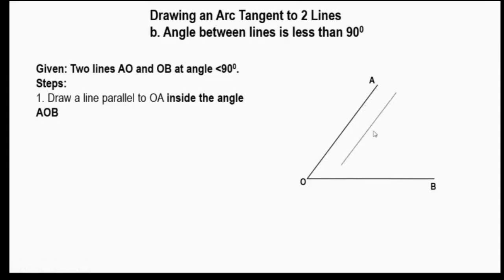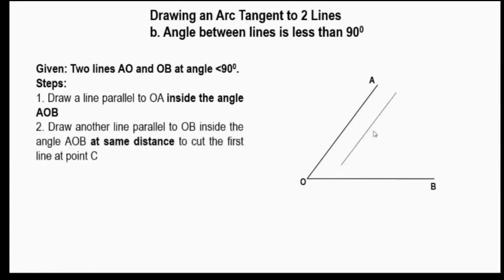So we have drawn a line parallel to OA inside the angle AOB, and then draw another line parallel to OB again inside this angle, and the distance of the parallel line to OB should be same as the distance of the line parallel to OA. This means this distance should be same as the distance between OB and its parallel line. So this is the distance between the line OA and the parallel line. Take the same distance, draw another line which is parallel to OB, and locate the point of intersection of these two parallel lines. This is point C.